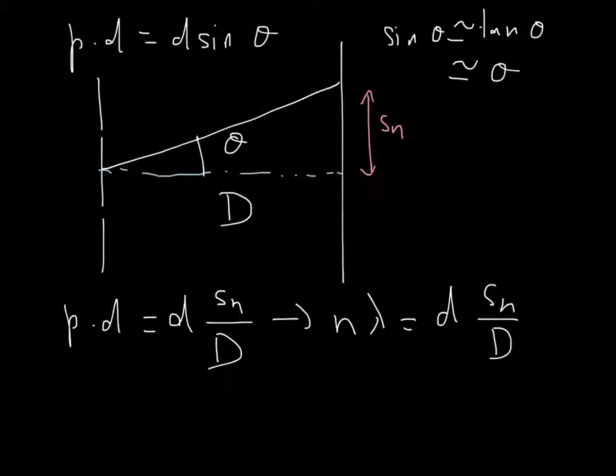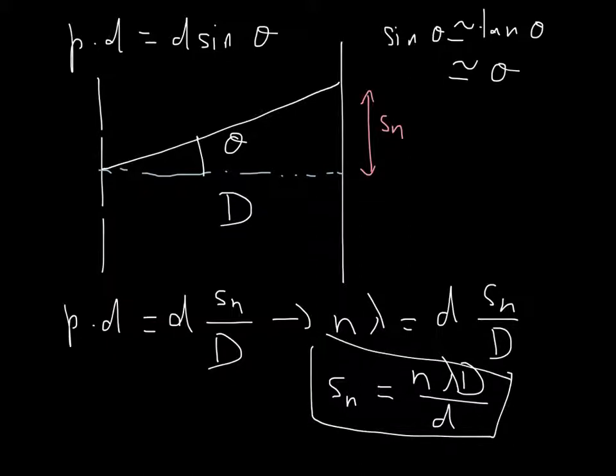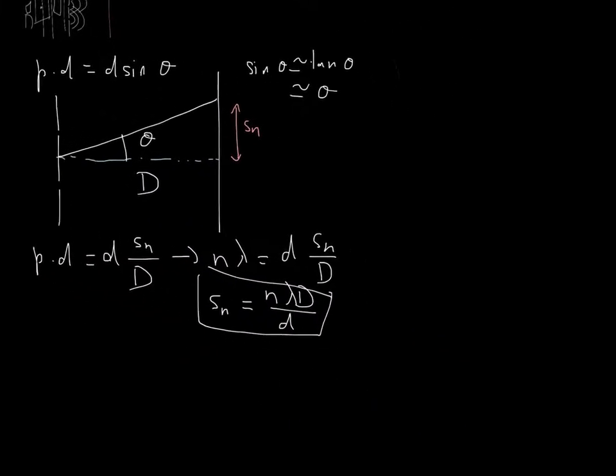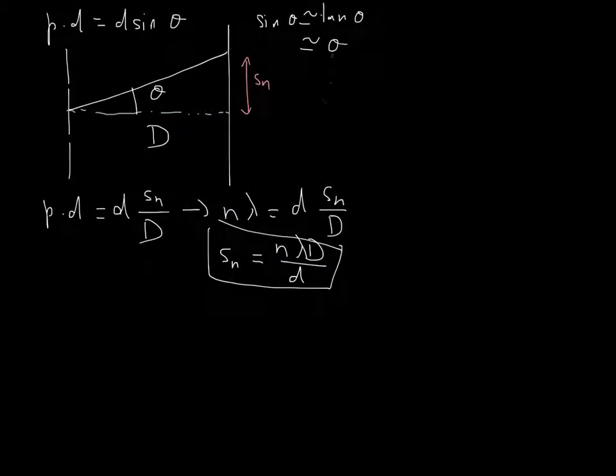I can rearrange this, of course, and please don't ask me for help about how to rearrange this because we should know how to do this already. We should have n lambda big D over small d. And that's the position of the nth maximum. But we actually don't care about this. What we really care about is the distance between two consecutive maxima. So what is the distance here between Sn and the next one, Sn plus 1?